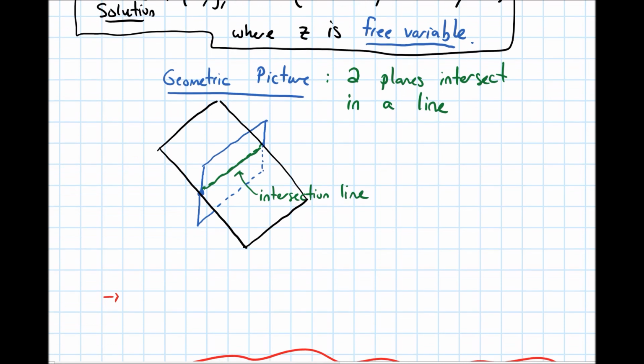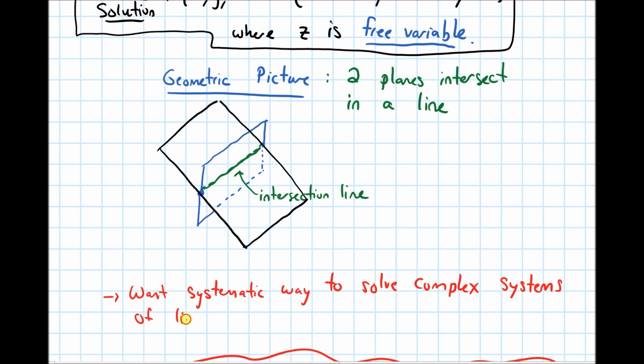Okay, so the final thing I want to write here is, what I'd like to be able to have now is, we want a systematic way to solve complex systems of linear equations. Because I just upped the difficulty a little bit from example 1 to example 2.